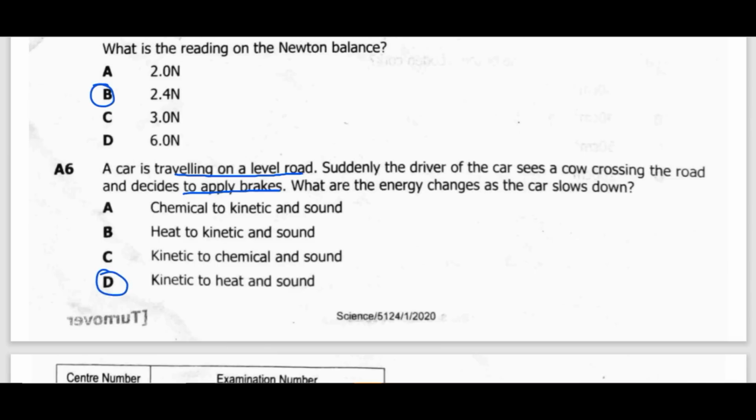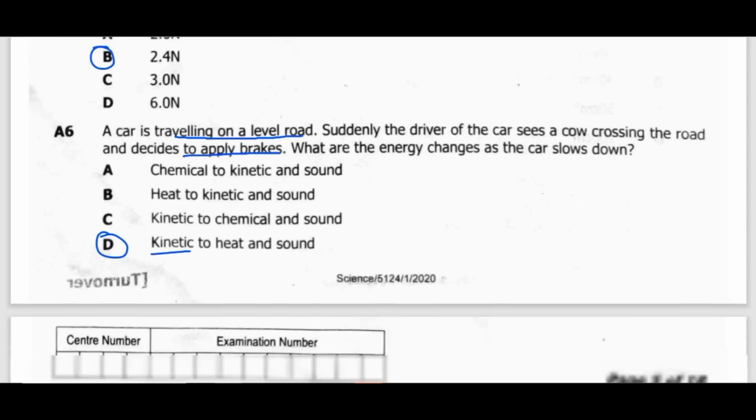So we are saying that because the car was in motion, it was possessing kinetic energy. Now when the brakes were applied, you'd find that because of the friction between the tyre and the road, there was production of heat. Once heat has been produced, you'd find that also sound will be produced. So the answer is D.